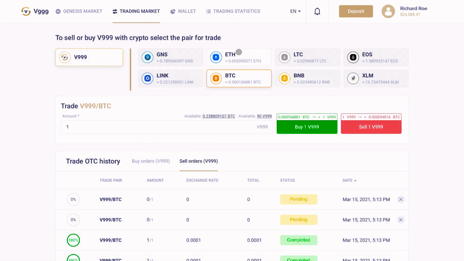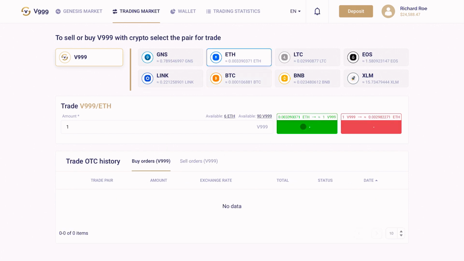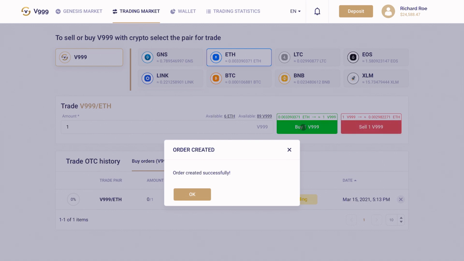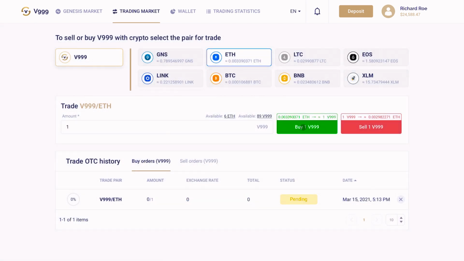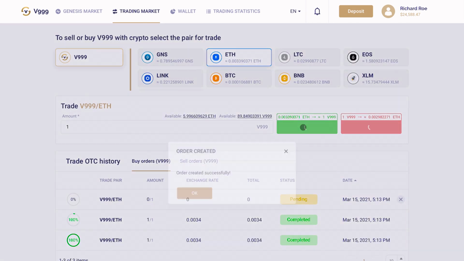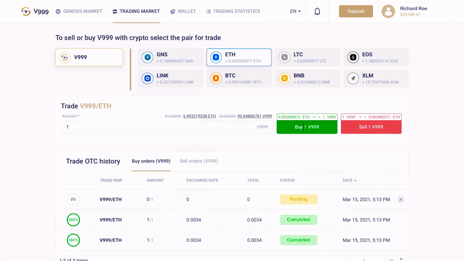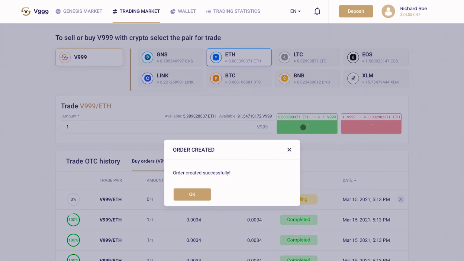For example, switch currency pairs and keep trading to generate trade mining rewards. For trade mining, every completed trade counts, whether buying or selling. You generate another GNS token with every 5th V999 trade you complete, booked directly into your wallet.